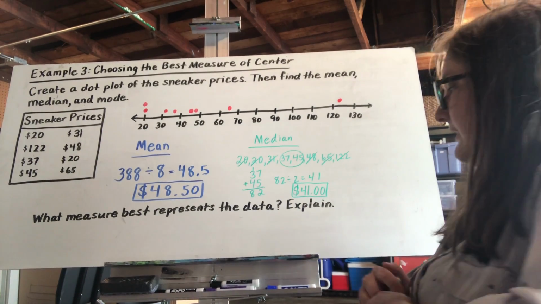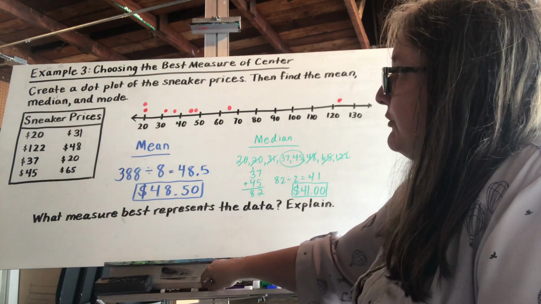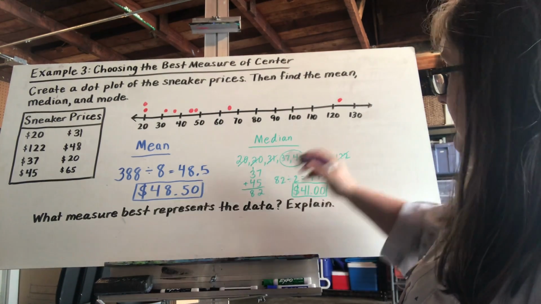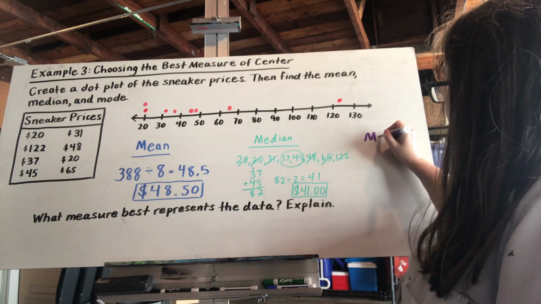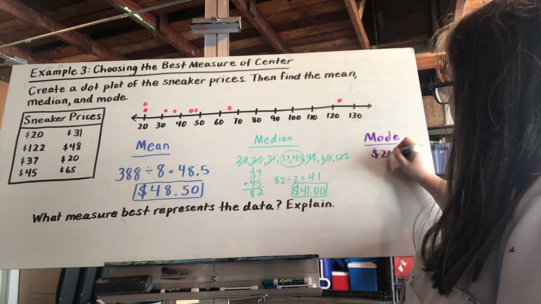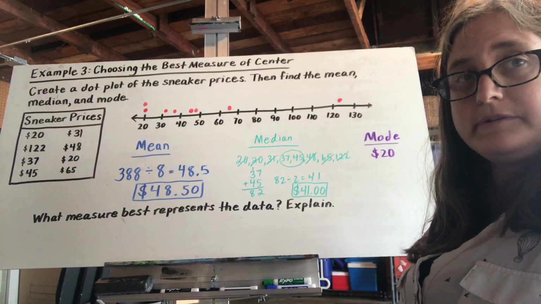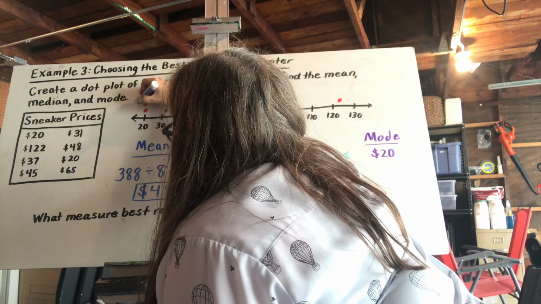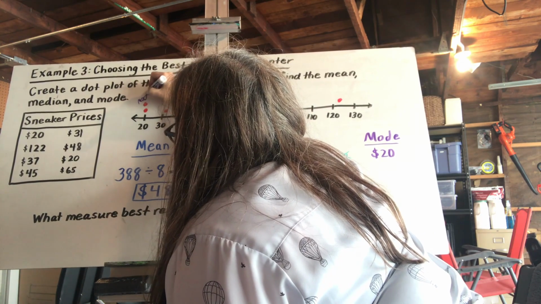And then last but not least, the mode. There is only one price here that occurred more than once when I was listing them out, and that was 20. So our mode is $20 for a pair of sneakers. So on the dot plot, I'm going to go back and write down, right here we had mode at 20.